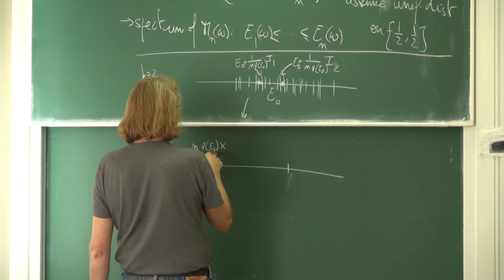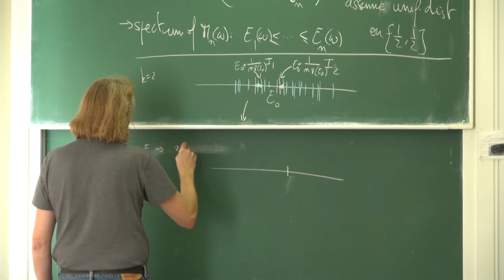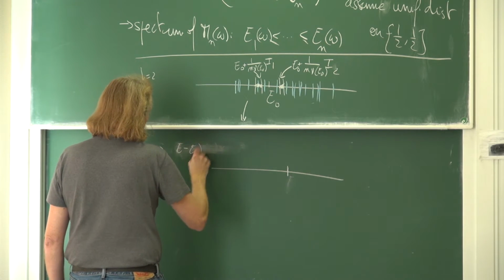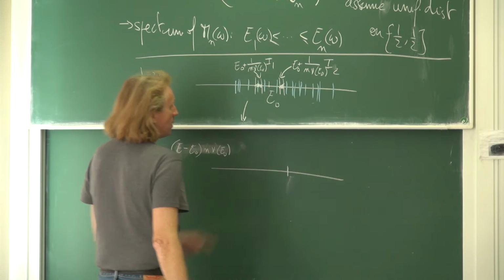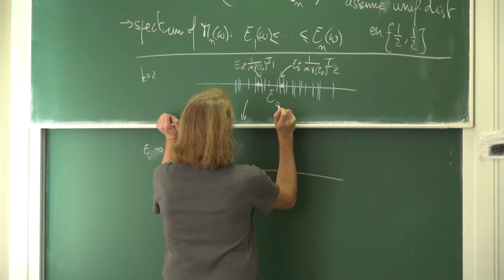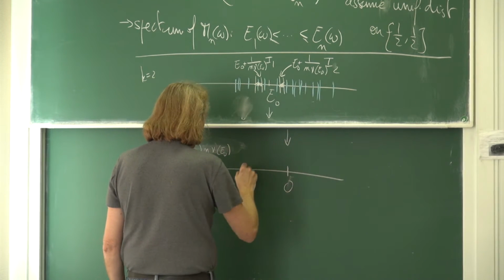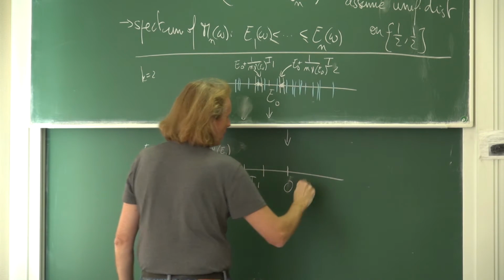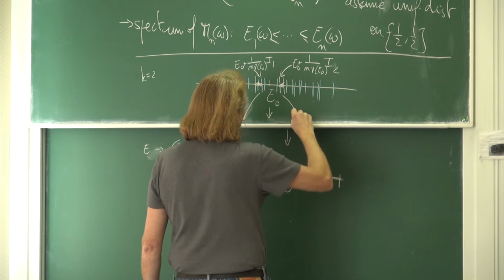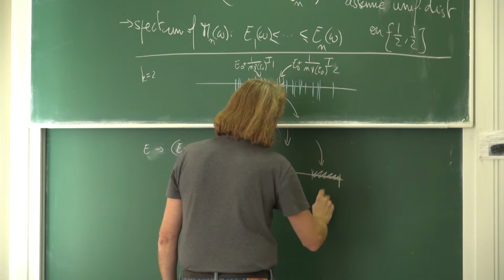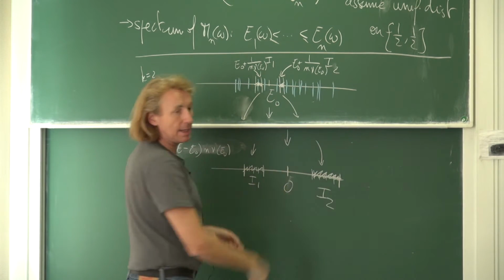So in this new picture, I do the following transformation. An energy E gets transformed into E minus E0 times n times nu of E0, right? So E0 gets mapped to 0. And this interval, of course, gets mapped to the interval I1. And this interval I2 gets mapped to I1, and this small interval gets mapped to I2. And I count the number of eigenvalues of my random process sitting in there.